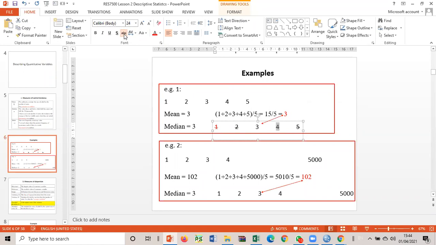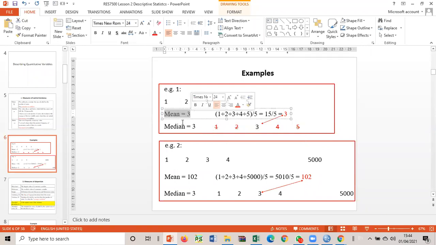I slash one to the right, one to the left. That's the middle, right? I slash these two, and I slash these two. So the middle is 3. So in this example, the mean is 3 and the median is also 3. Am I right? Yes.